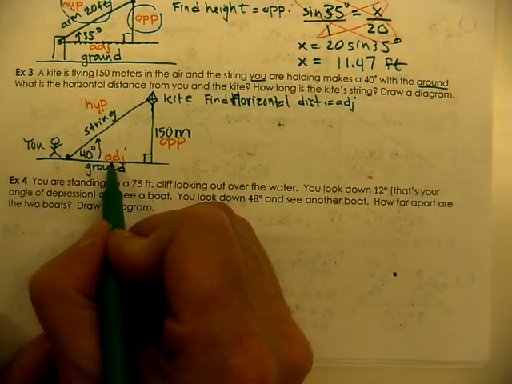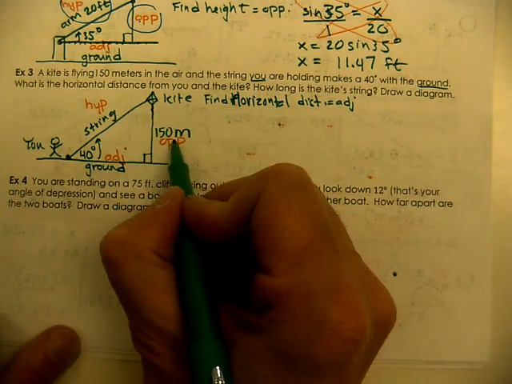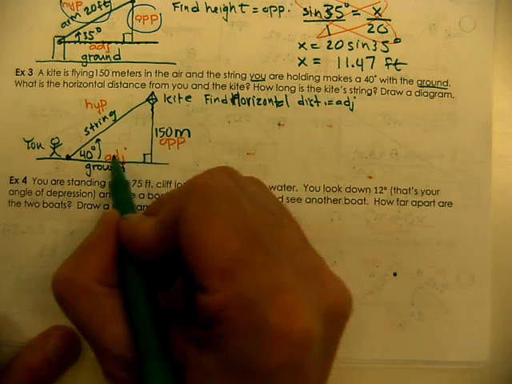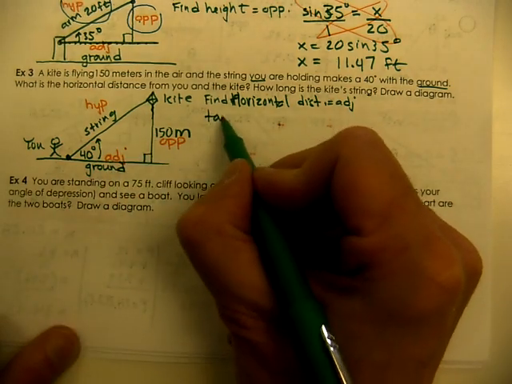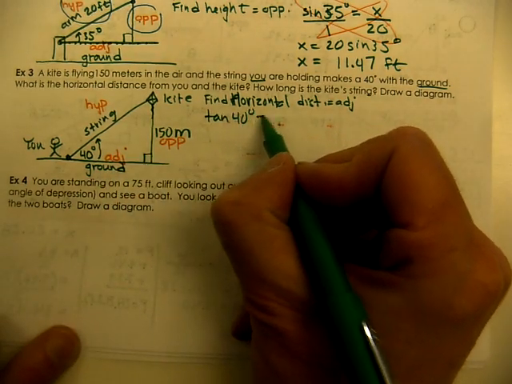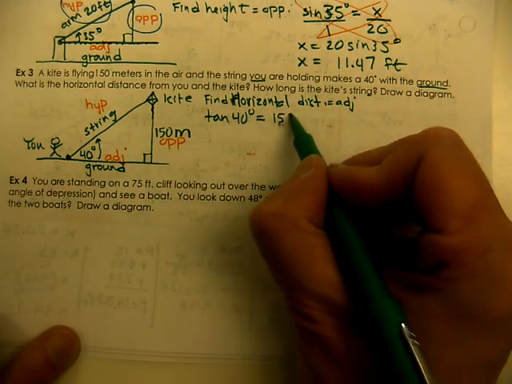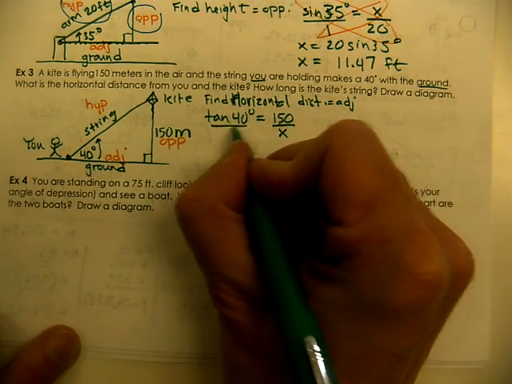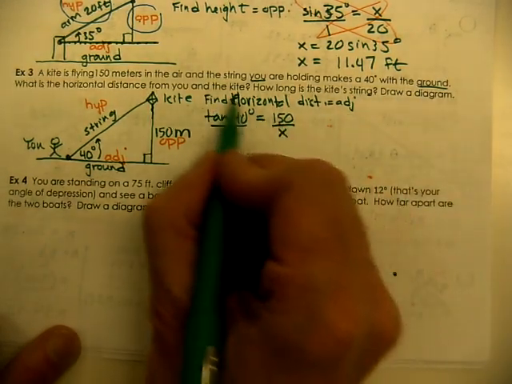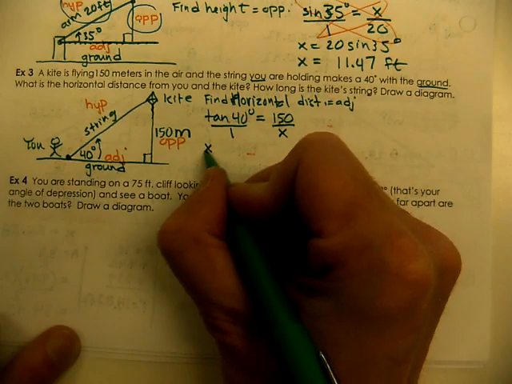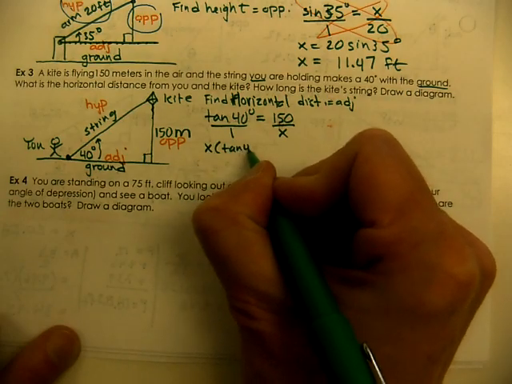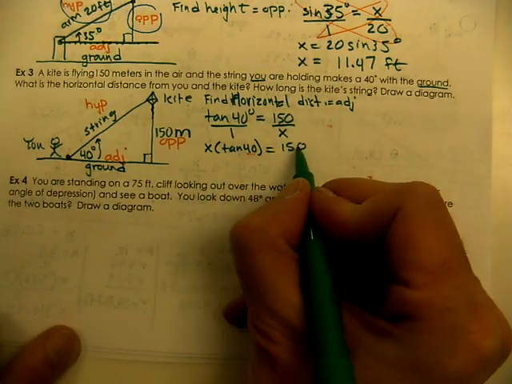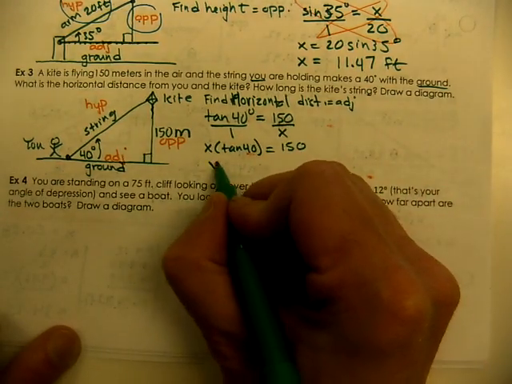So I'm going to use the adjacent leg in combination with the 150 meters. That's the opposite side. So we're looking at the opposite side and the adjacent side. That is the tangent ratio. So tangent of 40 degrees is opposite over adjacent, and then set up your proportion and cross multiply. So here we have the variable x times tangent of 40 degrees equals 1 times 150, and then we have to divide away the tangent of 40 to get x by itself.